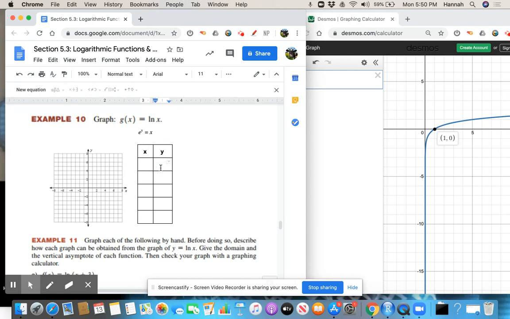So now, same procedure. If I want to get some points to plot, we'll do some positives and some negatives.